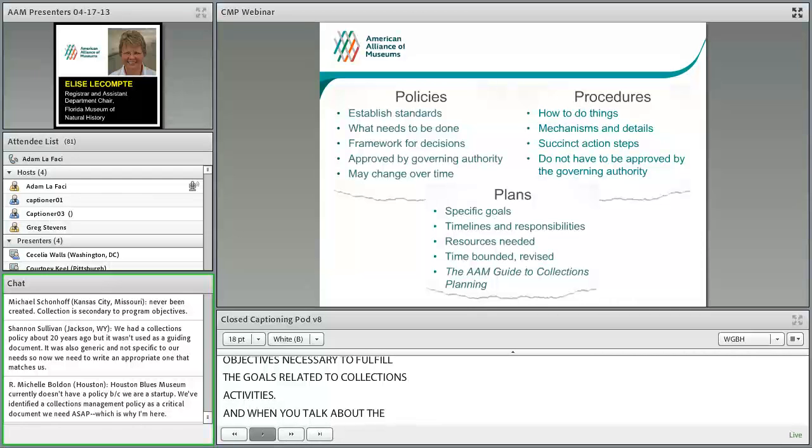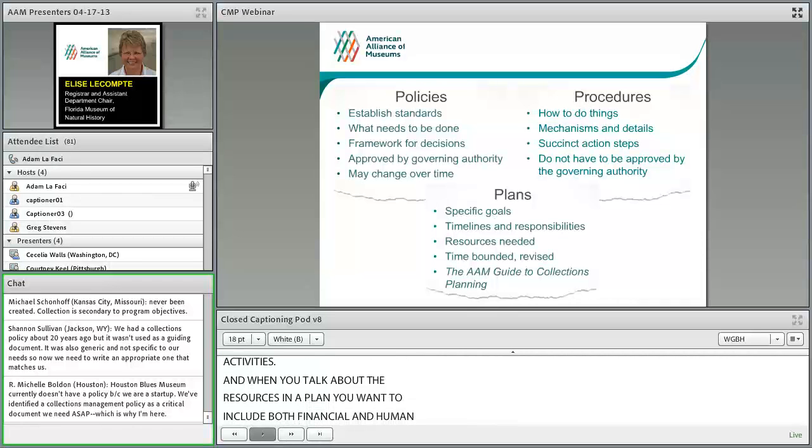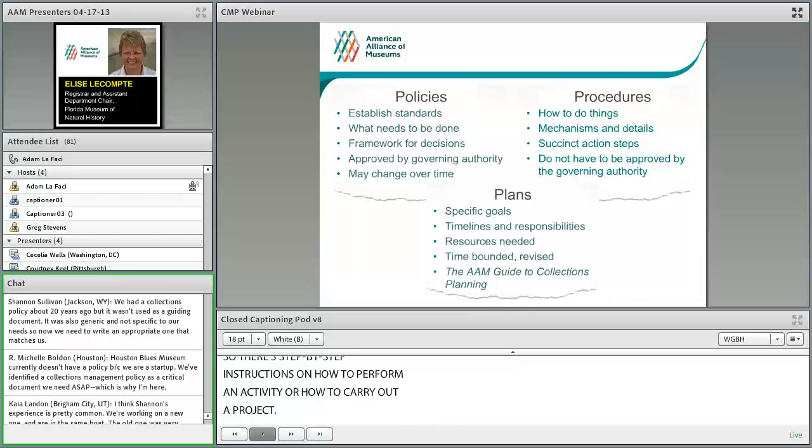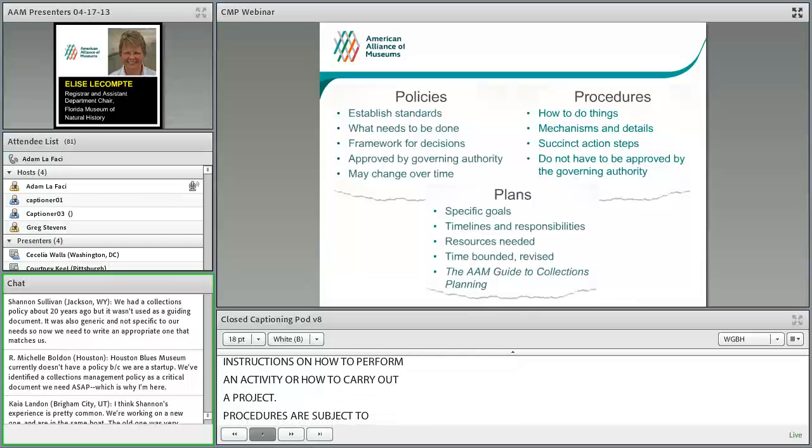Now last, procedures specify the mechanisms and details needed to implement the policy. So they're step-by-step instructions on how to perform an activity or how to carry out a project. Procedures are subject to frequent revision, and unlike the policy that has to be approved by the governing authority, procedures can be changed and revised by designated staff members who have been given the authority to change them.